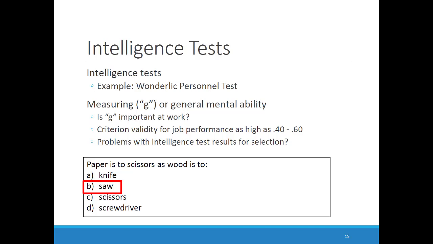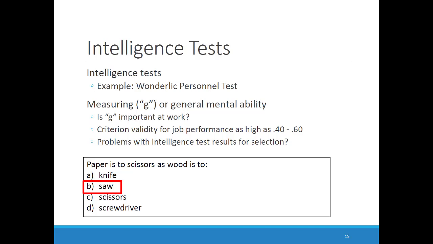Do you think that G is important at work? Do you think that general mental ability or cognitive ability or intelligence is related to job performance? In other words, do you think that as cognitive ability increases or people have more intelligence, their propensity to do well on the job increases? The answer is generally yes.